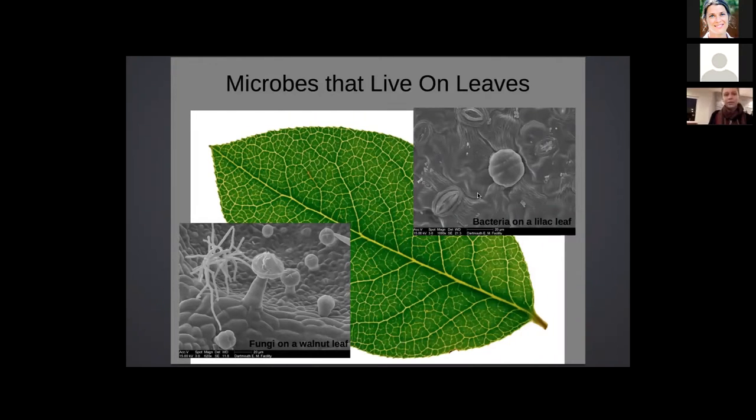Great. So Hannah speaking. I'm going to talk about microbes that live on leaves, which, as Noah mentioned earlier, might not be a surface where you really expect to find a lot of microbes, but it turns out there are microbes living on leaves. Here, as just a couple of examples, there's a fungus living on a walnut leaf. And on this lilac leaf, you can see there's some bacteria hanging out around these stomata, which I'll talk about a little bit later.